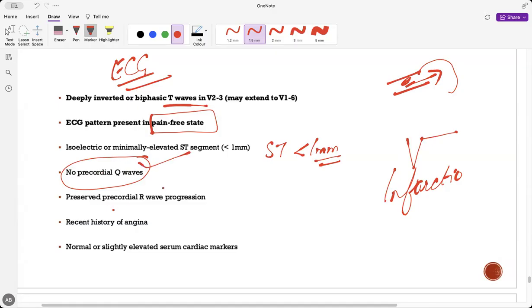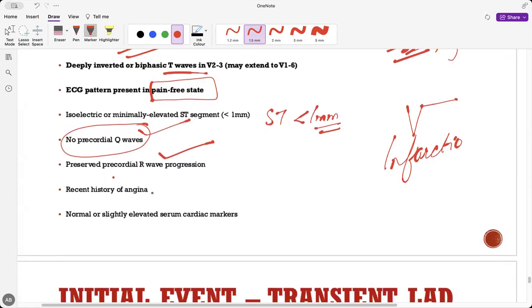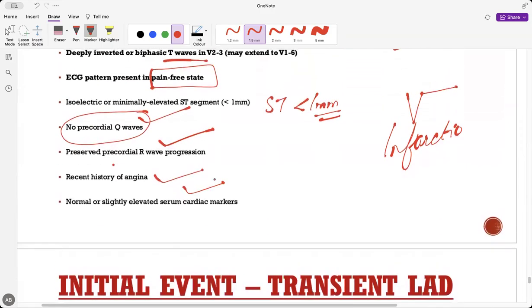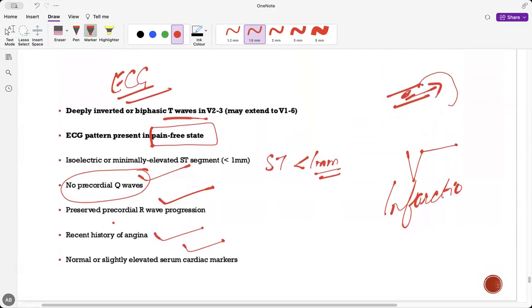Also, there is preserved precordial R wave progression because there is no damage to the myocardium. And a recent history of angina will definitely be there. So the patient may come to your OPD with no chest pain, but he must have had classical angina symptoms at home. Markers could be either normal or slightly elevated, because there was only a transient time when supply was not matched, so there could not have been sufficient myocardial damage to release the biomarkers.